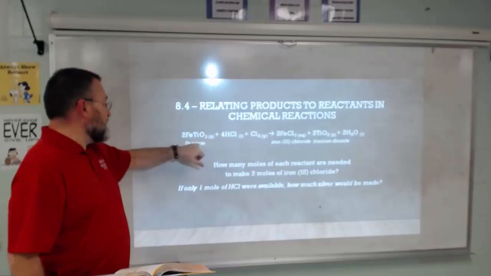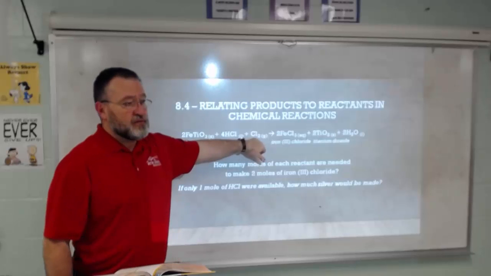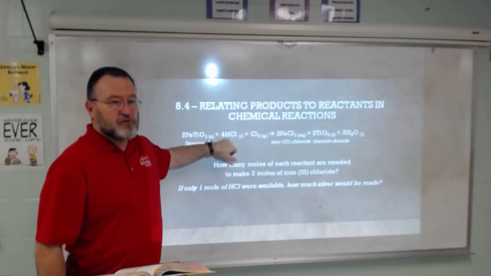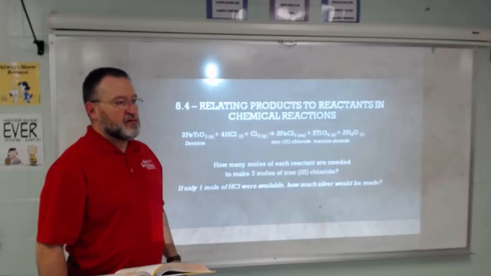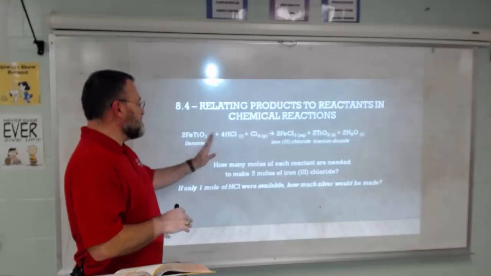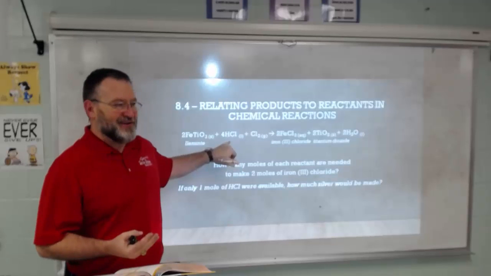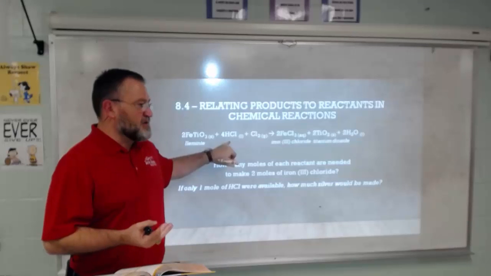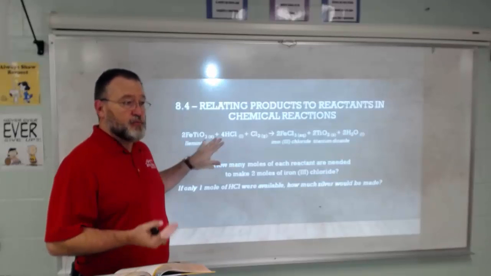We still have 2 moles of ilmenite. We still have 1 mole of chlorine, but we only have 1 mole of hydrochloric acid. How much product can we make? So think through the logic of this. On one of my ingredients, I only have 1/4 of what I need, right? So unlike a cupcake batter, I'm only going to actually react according to the proportions in the recipe.